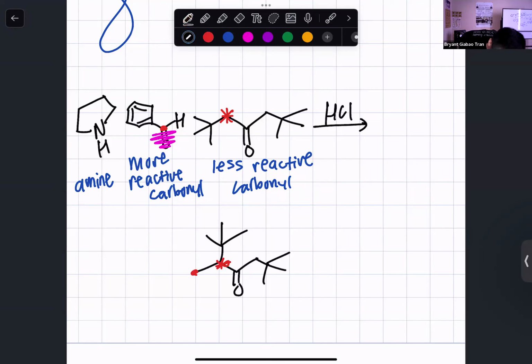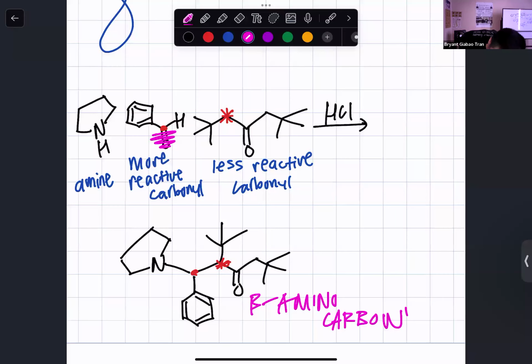This dot right here is attached to a phenyl group, benzene, and a hydrogen, but I'm going to leave that hydrogen as invisible. And I'm just going to connect that dot with the amine minus 1 hydrogen to give me my Mannich base, or beta amino carbonyl. Right, so that's a quick way to predict the product without doing the whole mechanism.